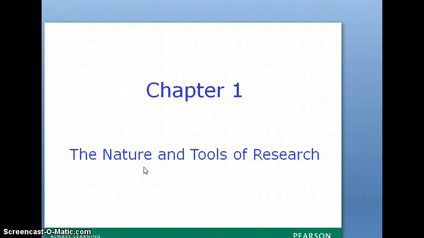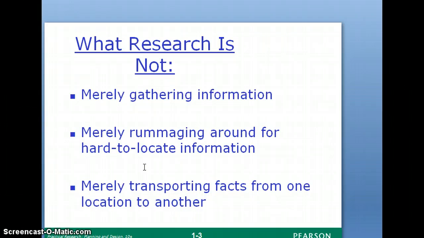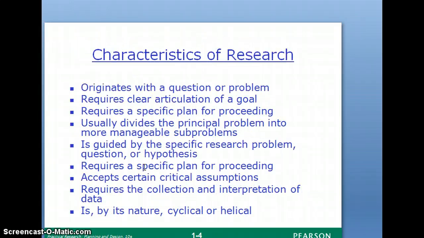Chapter 1 is about the nature and tools of research. We talk about the definition of research, a systematic process of collecting, analyzing, and interpreting information to increase an understanding of a phenomenon about which we are interested or concerned. Chapter 1, we talk also about what research is not about. We introduce characteristics of research.